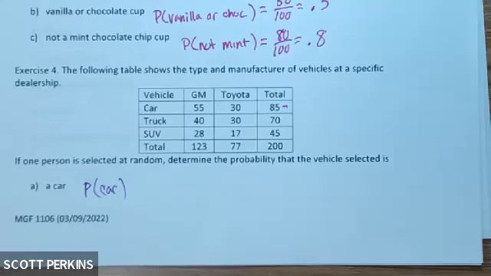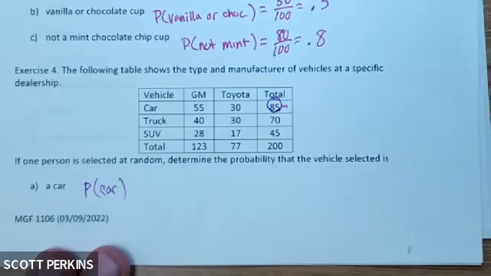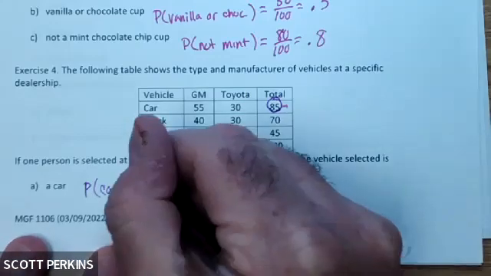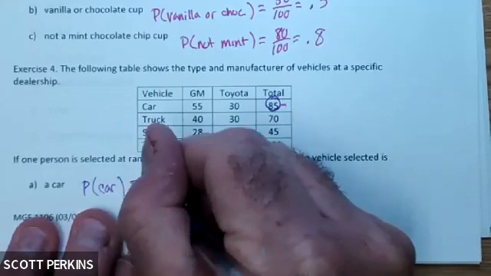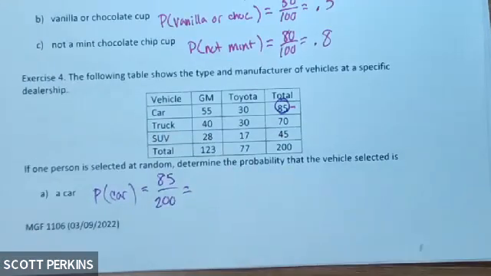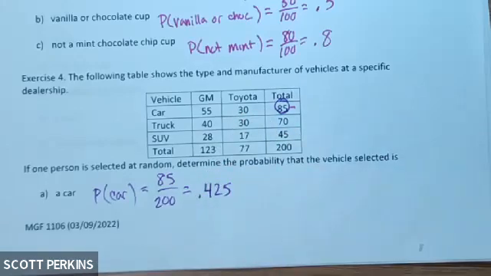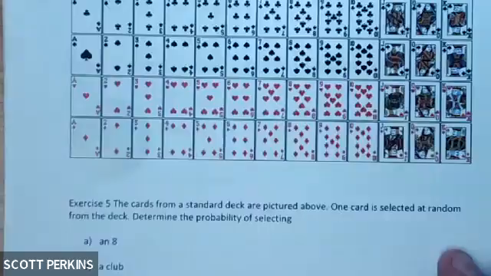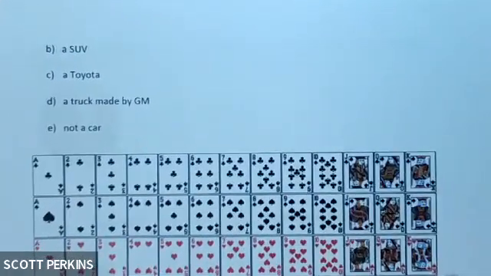According to this table, how many cars are there? 85. This number right here. We didn't make any specificity, so we didn't ask anything about the brand. We just wanted to know the car. There are 85 cars out of how many total vehicles? Out of 200 vehicles. You're welcome to reduce that if you want, but I'm just going to use my calculator, and that's 0.425. So far, so good? All right, then flip the page. There are 4 more problems based on that table. Go ahead and do each of those 4, and we'll check in with each other in just a minute.